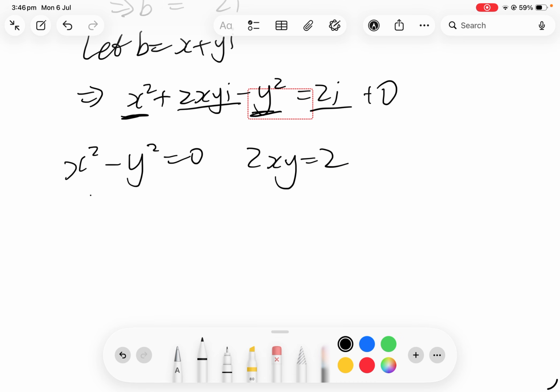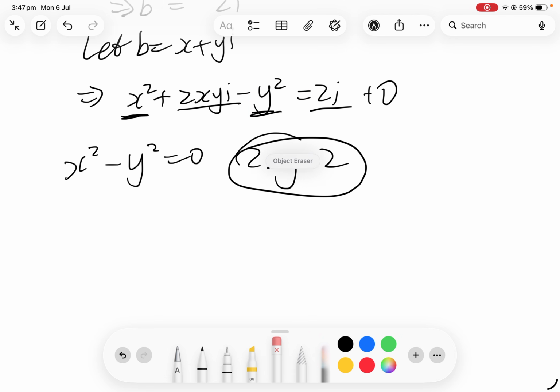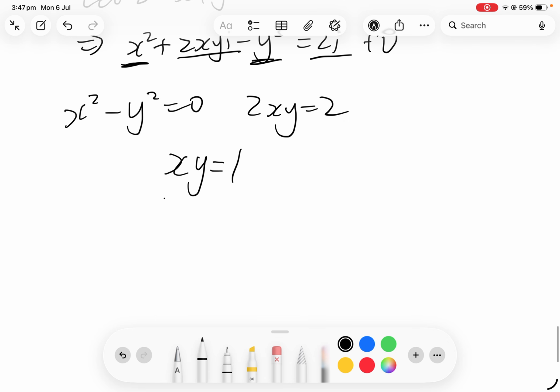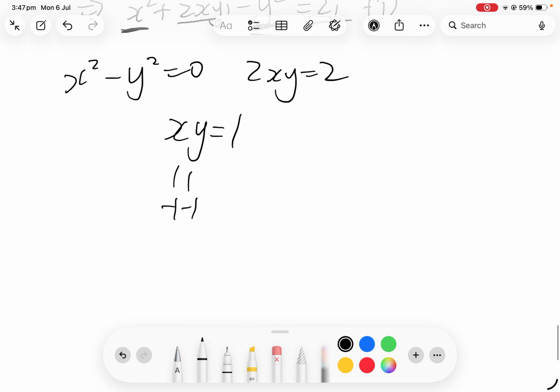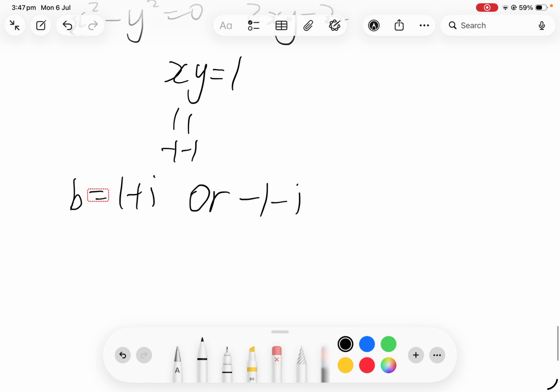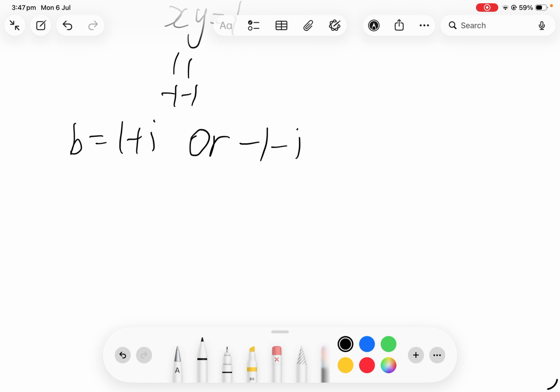So in this equation, we can see that x and y must be the same number. They can both be negative or positive, it doesn't really matter. But here, we want xy to equal 1. So x and y can either be 1 and 1, or negative 1 and negative 1, and they both work for this. So b equals 1 plus i or negative 1 minus i. Okay, so now we have to test these.